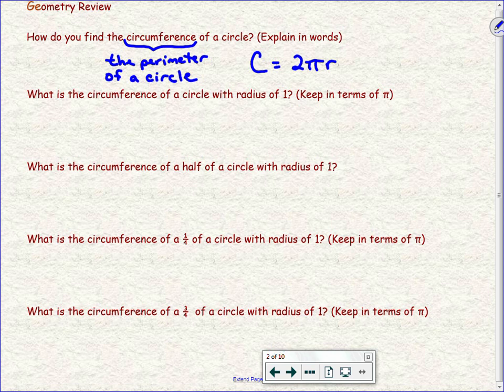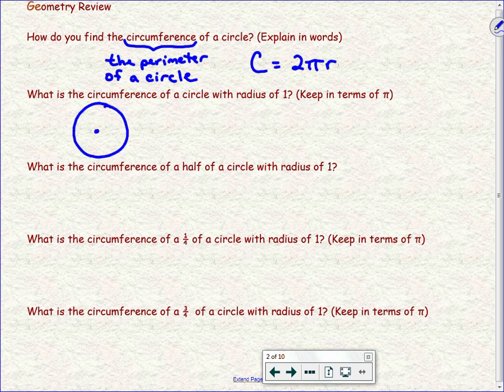So the circumference of a circle, or the perimeter and measure around the circle, you've always used the formula 2 pi r. All right, the first question I have for you then is, what is the circumference of a circle with a radius of 1? And notice it says keep in terms of pi, which means we want to have a pi in our final answer.